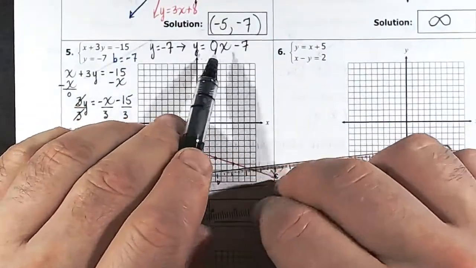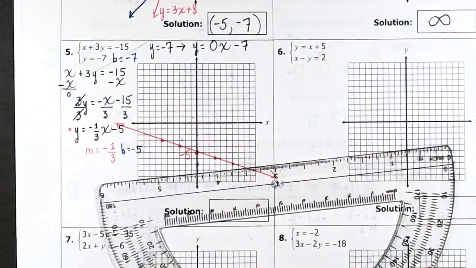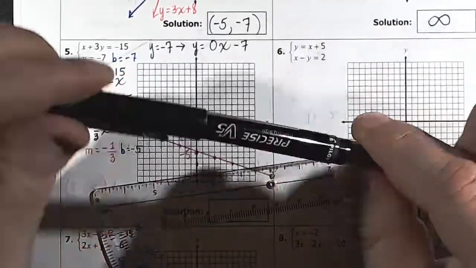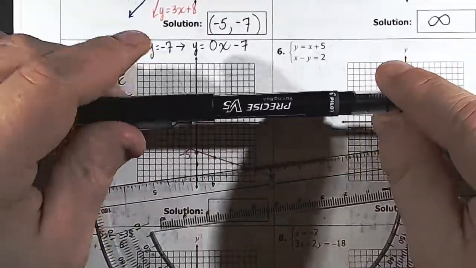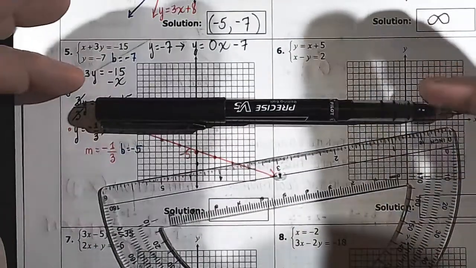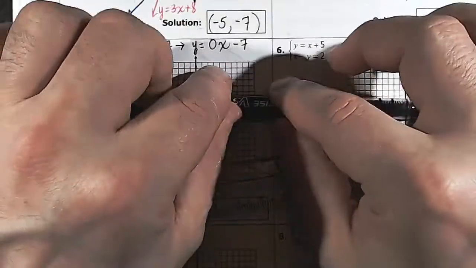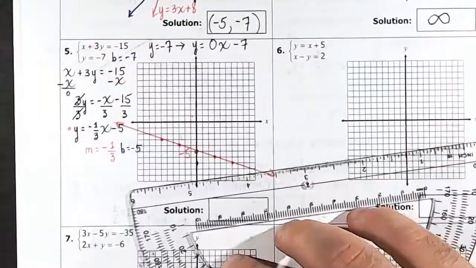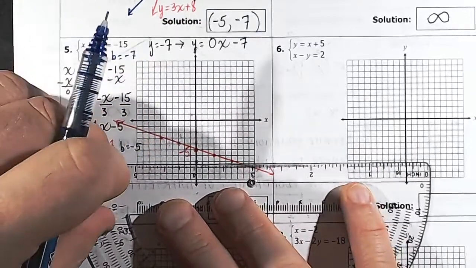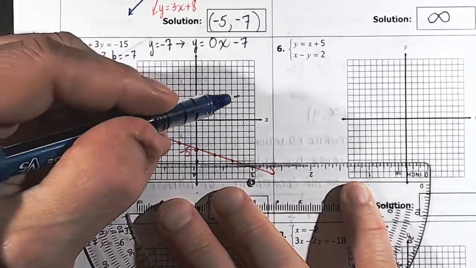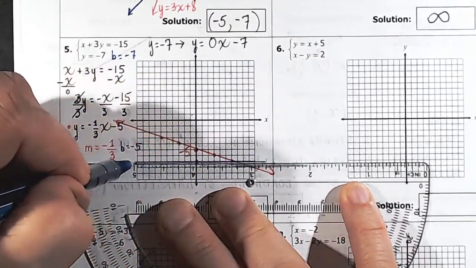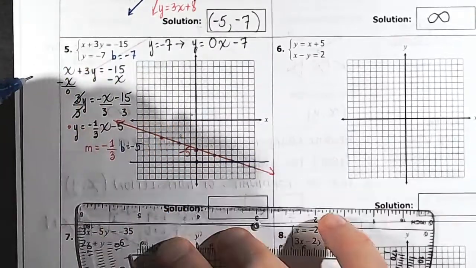Now, 0 times x is 0, so the slope is 0. So if you think about a mountain, here it's a positive slope, here it's a negative slope, right? But if it's flat terrain, if it's a prairie or the Serengeti, it has a slope of 0. It's flat. So here we go down to negative 7, and we just draw a perfectly horizontal line at negative 7 because the slope is 0, right there.